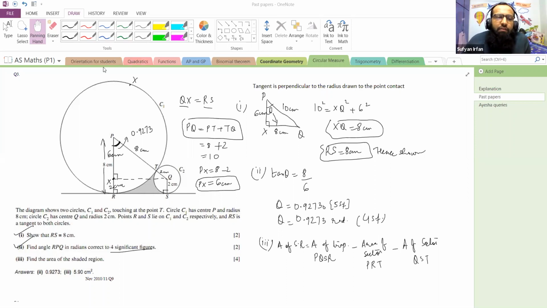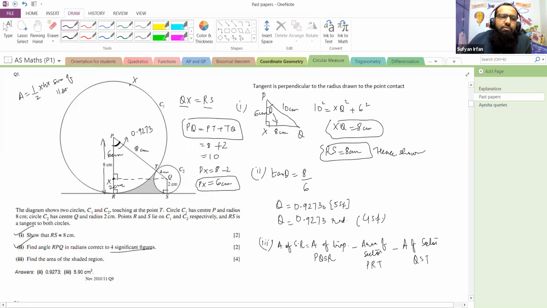Then if you have to find the area of the trapezium, we should know that the area is equal to half into height into the sum of parallel sides. So over here, the parallel sides are RP and QS. Between the two parallel sides is the height, and XQ is the height.